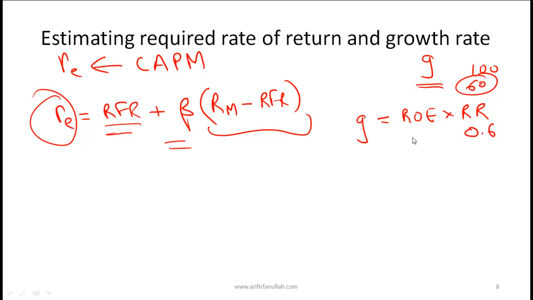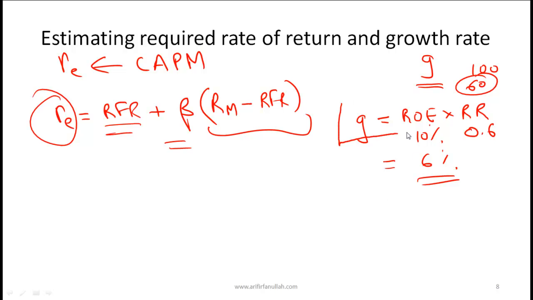The return on equity is net income divided by equity at the start of the year. So if that return on equity is 10%, then the growth rate would be 10% times 0.6, which is 6%. And this obviously is an estimate.